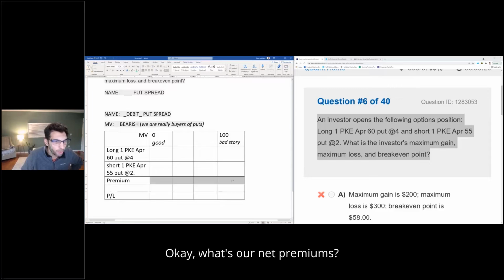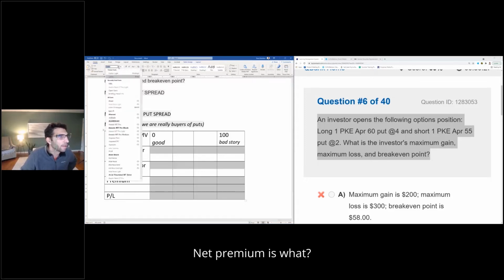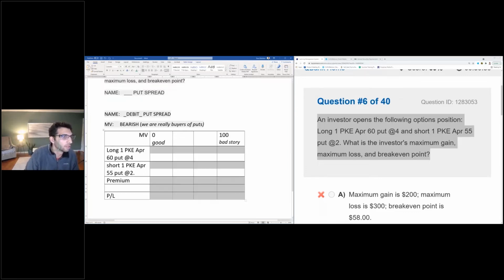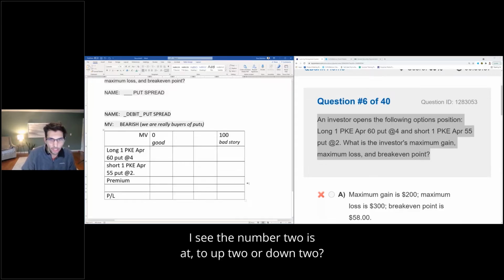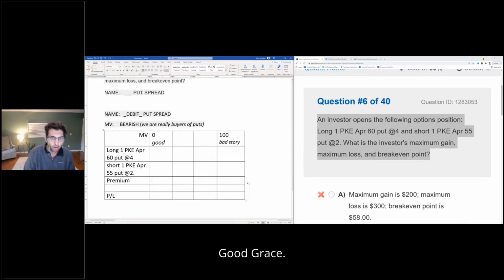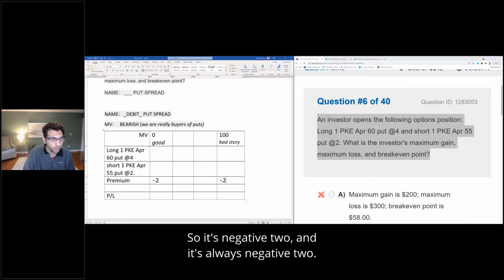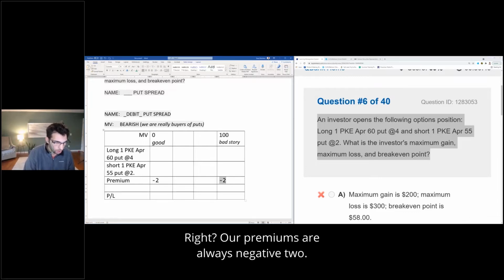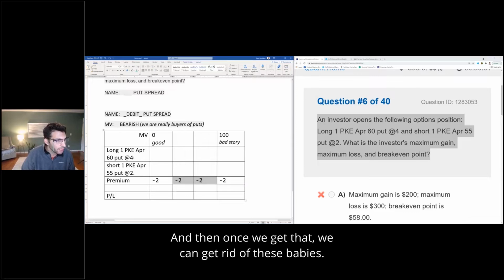Okay, what's our net premiums? Let's do the net premiums first. Net premium is what? I see the number 2. Is that up 2 or down 2? Good, Grace. So it's -2. And it's always -2, right? Our premiums are always -2. And then once we did that, we can get rid of these babies.